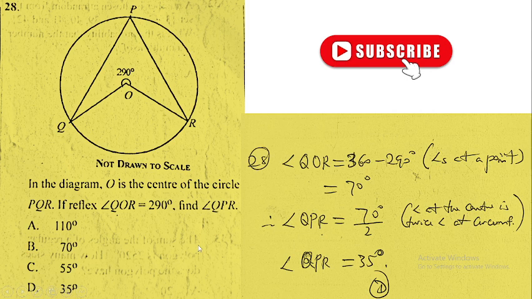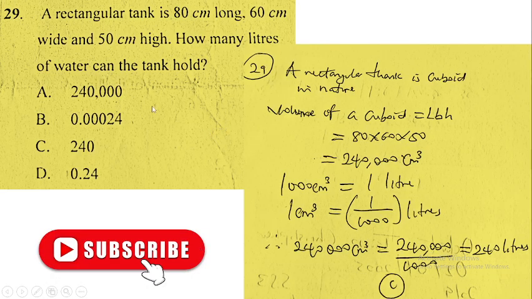Question 29 is on solid shapes as well, mensuration of solid shapes. A rectangular tank is 80 centimeters long, 60 centimeters wide, and 50 centimeters high. How many liters of water can the tank hold?